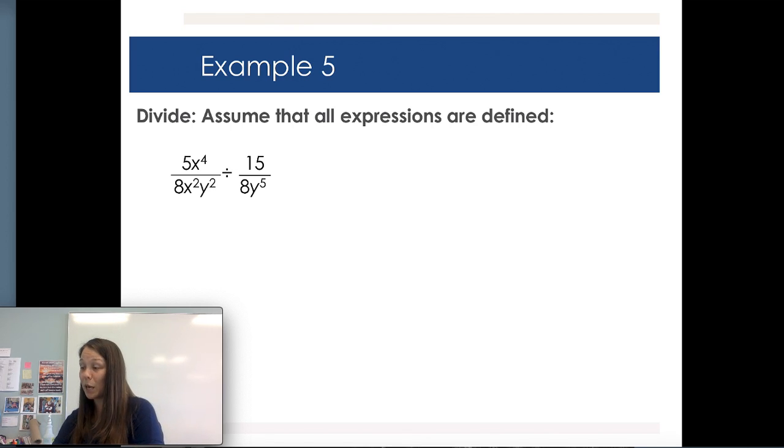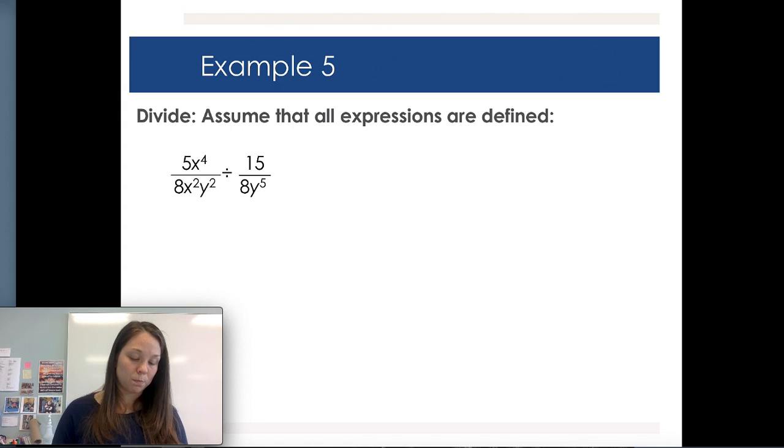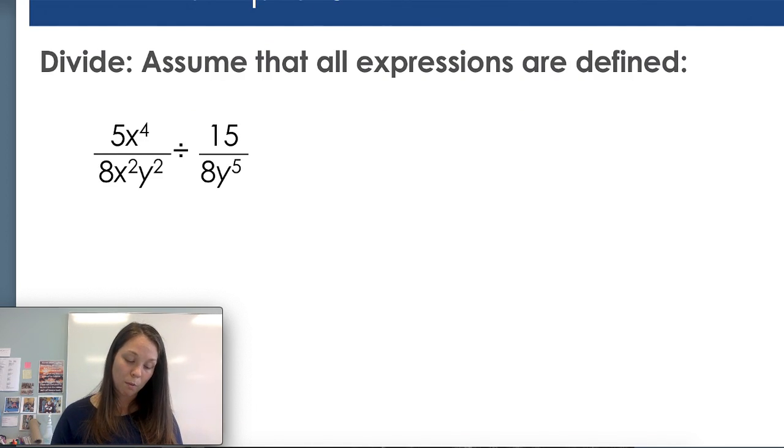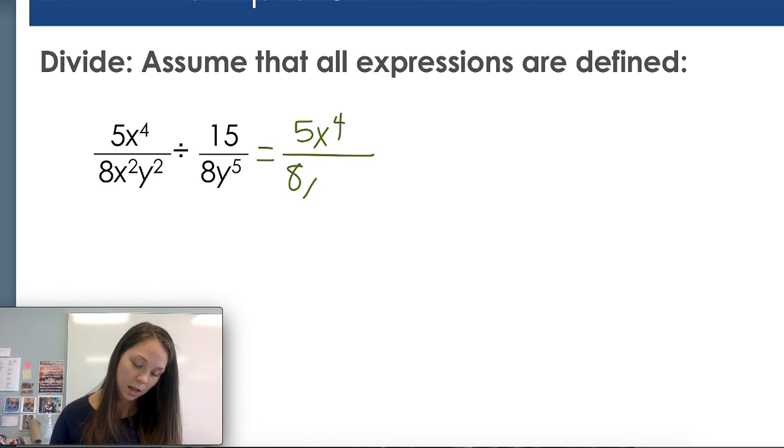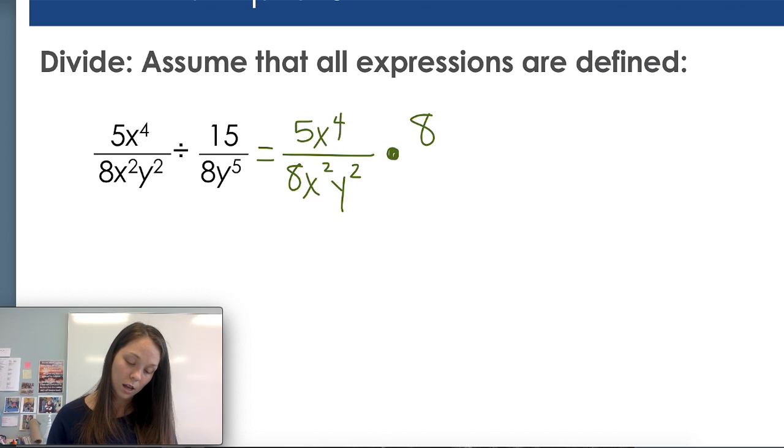All right, let's take a look at example 5, which is divide. Remember, when you're dividing two fractions, that's the exact same thing as multiplying by the reciprocal of the second fraction. So let's start this method by first converting this division problem into its multiplication form. So I'm going to have 5x to the 4th over 8x squared y squared times, I flip the second fraction, 8y to the 5th over 15.